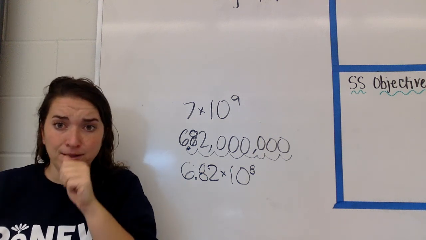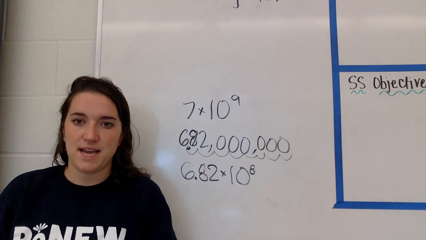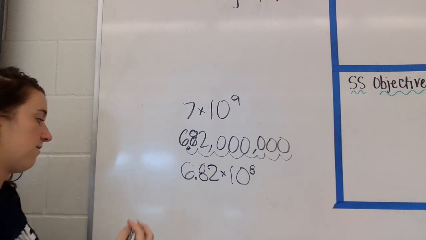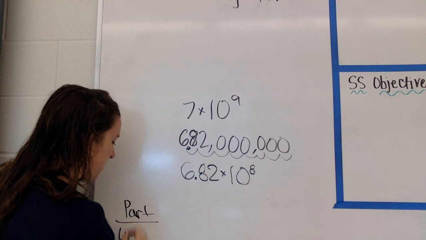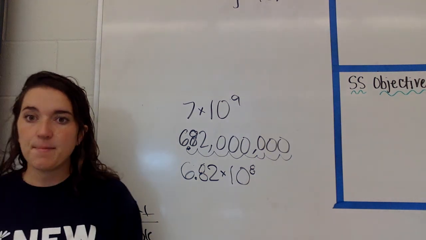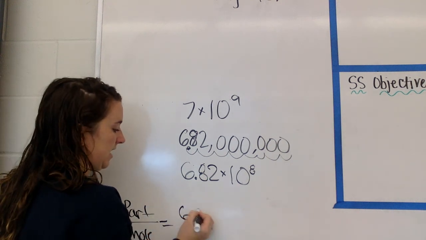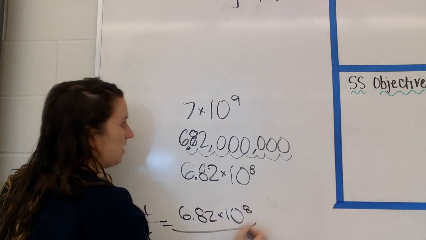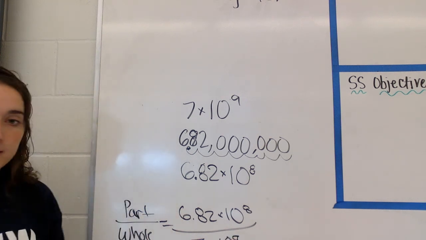Okay, now I'm trying to see what percent of the world population is left-handed. So percent, what's our equation for percent? Right, part over whole. Is my part the people who are left-handed or the total population? My part is going to be the people who are left-handed. So my part is 6 and 82 hundredths times 10 to the 8th. My whole is 7 times 10 to the 9th power.